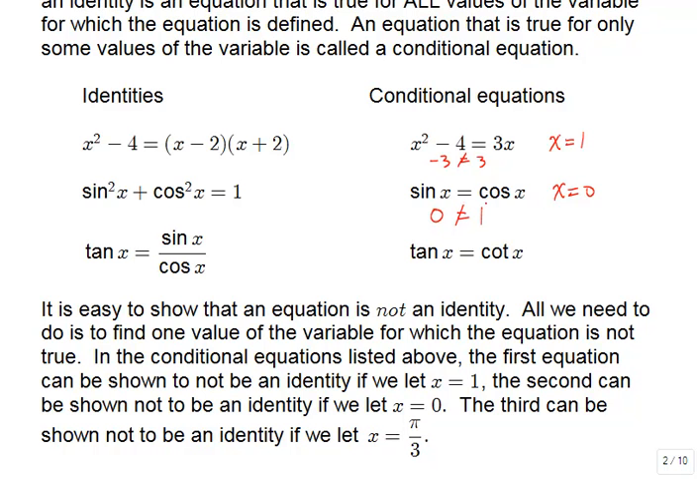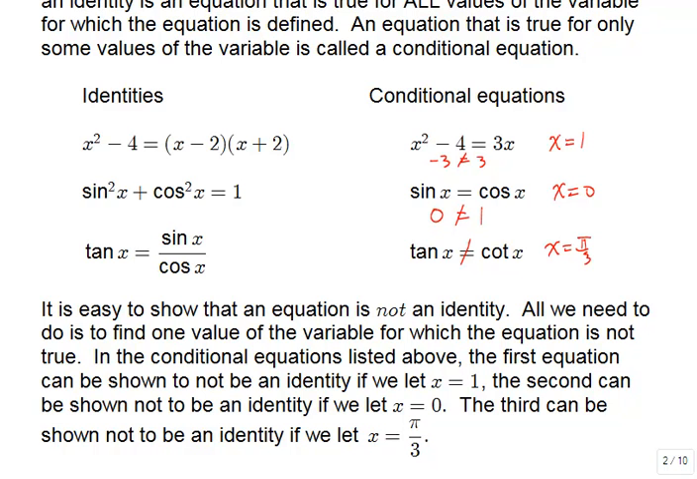There are values of x that do make it true, like pi over 4, but there are also values of x that make it not true. And then finally, tangent of x equals cotangent of x. If, again, we let x be pi over 4, these would be equal, but if we let x be pi over 3, then they're not equal. Okay? So it's easy to show that an equation is not an identity.